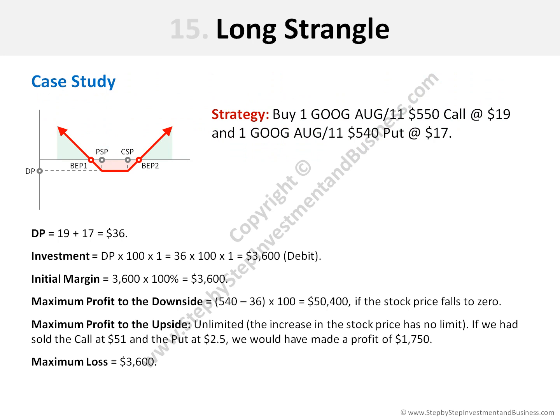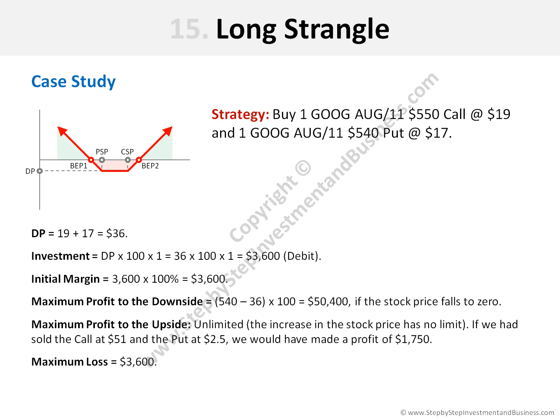Here we can see the numbers of our example. The strategy consisted of buying one Google call with a strike price of $550 and expiration in August 2011 at $19, and one put with a strike price of $540 and same expiration at $17.